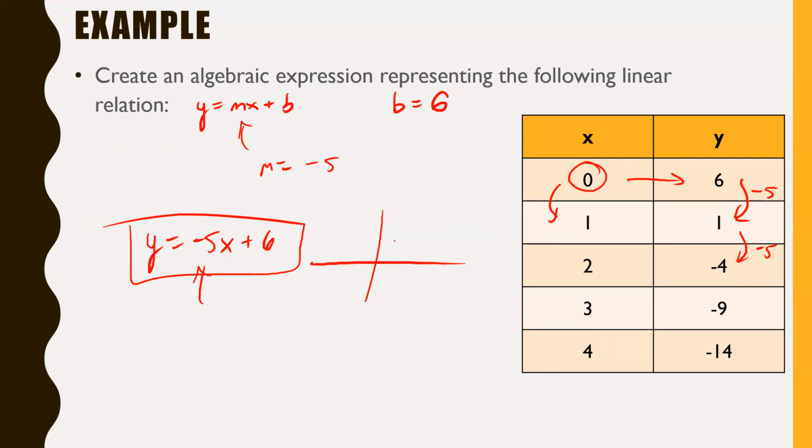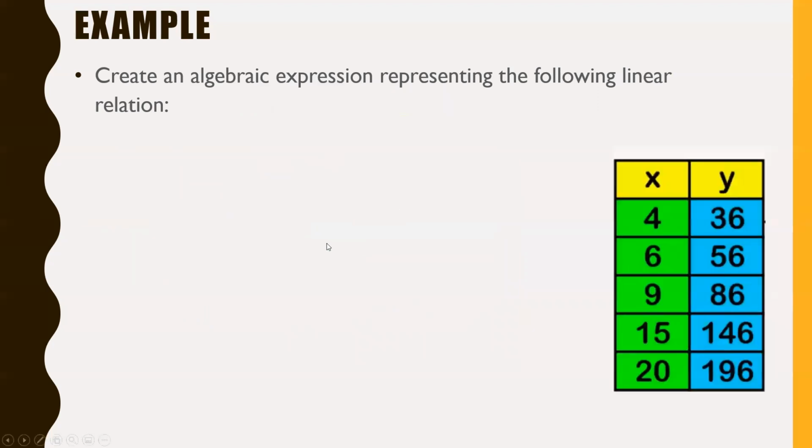So if you were to graph this, it would actually be going down. It looks something like this, where this is 6 and our slope, our rise over run, is negative 5. Anyway, moving on. Next one.